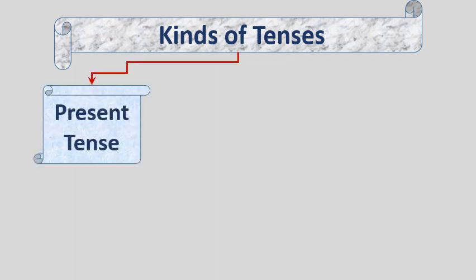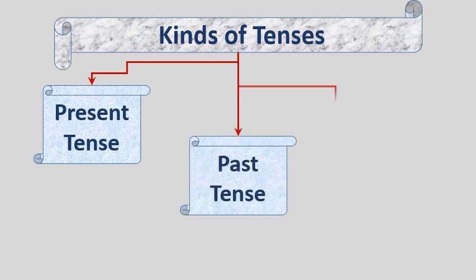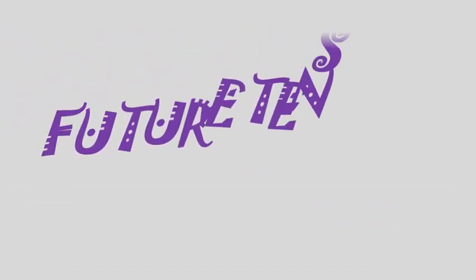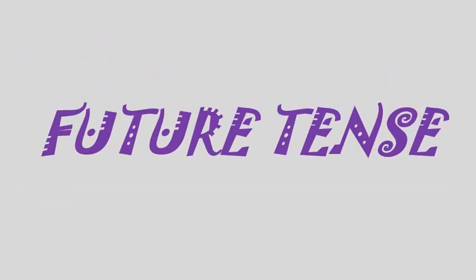Let's see how many kinds of tenses there are. Number 1, present tense. Number 2, past tense. Number 3, future tense. So there are 3 tenses: present tense, past tense and future tense. Present tense shows present time, past tense shows past time and future tense shows future time. Students, today in this video, we shall learn the meaning, uses, structure and forms of future tense.